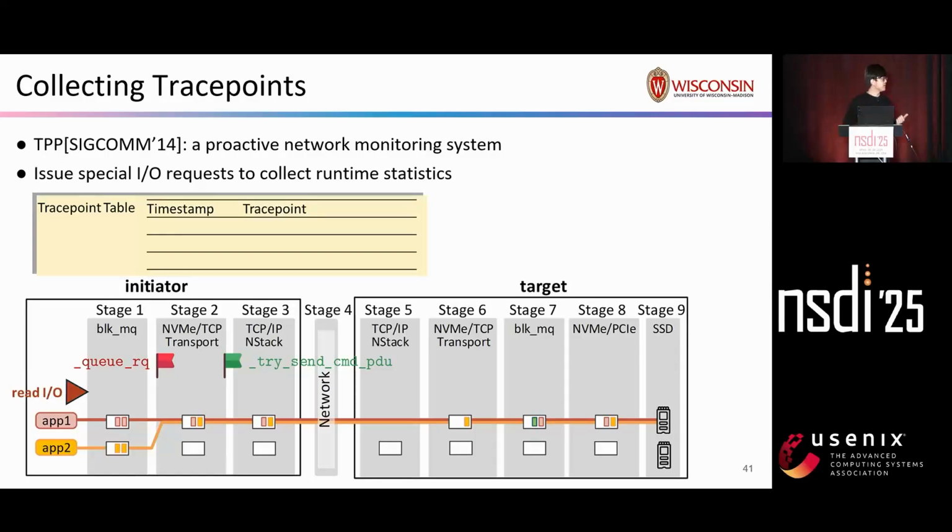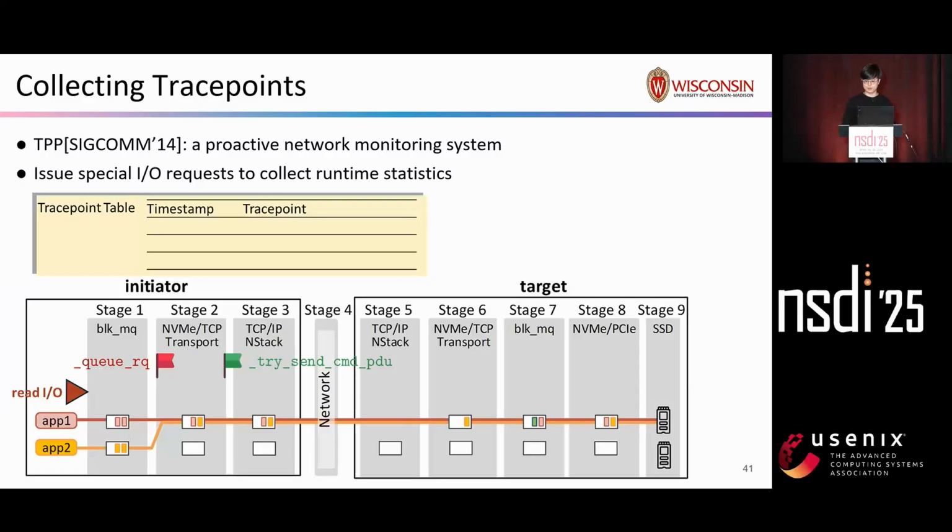To collect statistics, we are inspired by TPP, a proactive network monitoring system. ntprof issues special I/O requests to collect runtime statistics. Upon triggering a tracepoint, ntprof creates, updates, and seals profiling records based on the registered function.